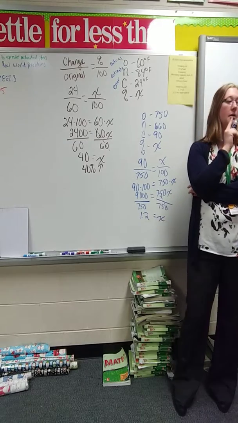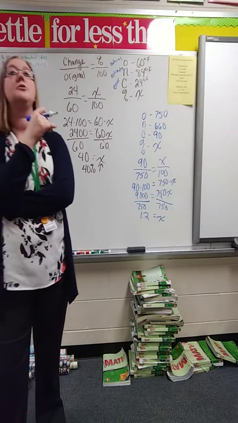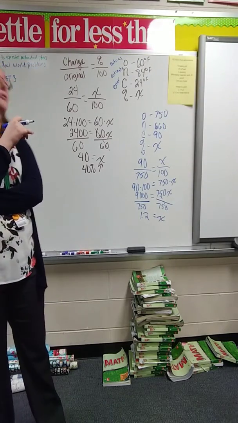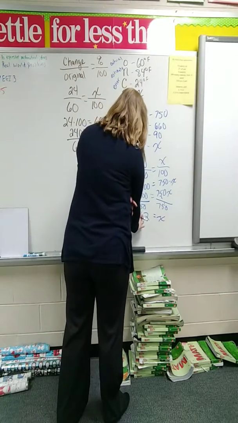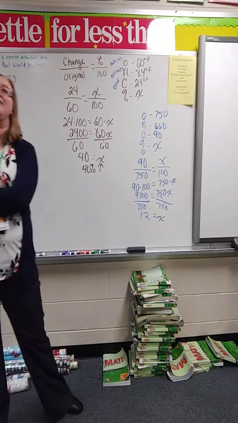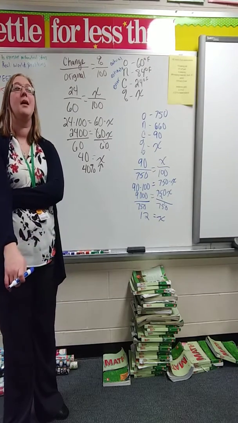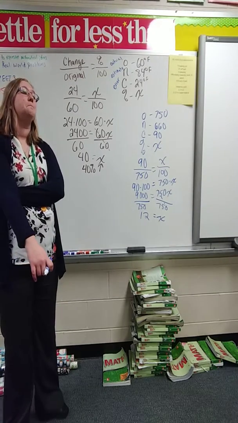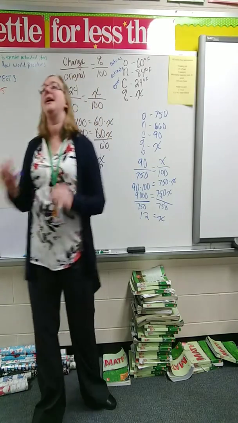Somebody double check. Oh, I did 900. You did 900 instead of 9,000? Wow, that's a bummer. Because that adds in a decimal point that we shouldn't have, doesn't it? Okay. So 12 equals x. How do I write my answer?